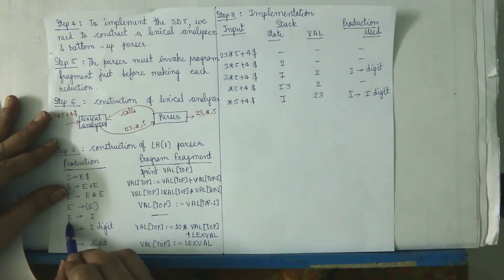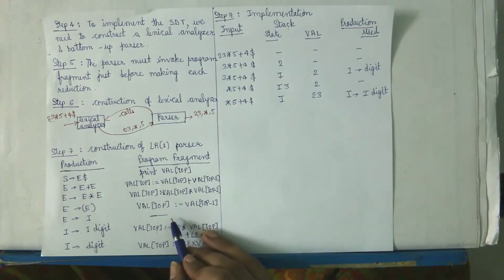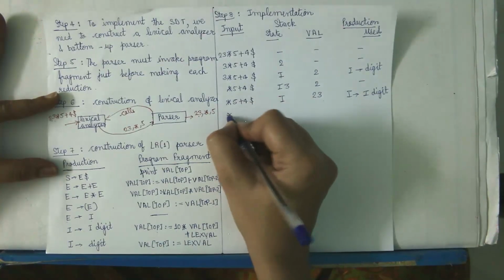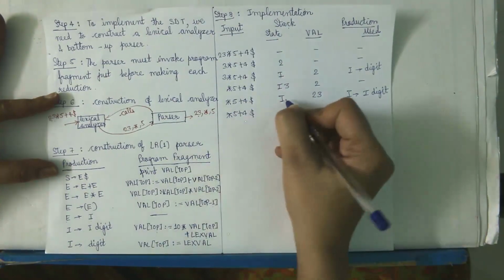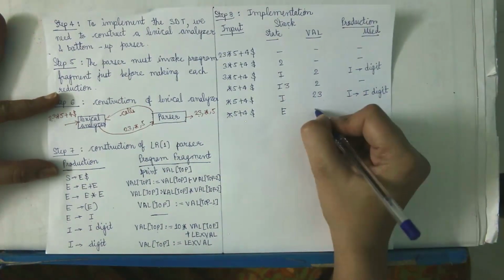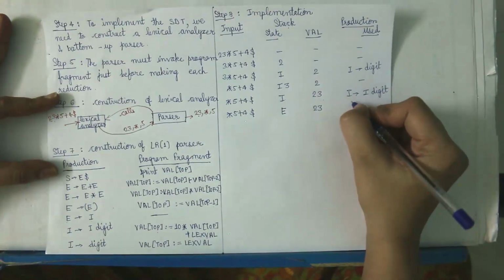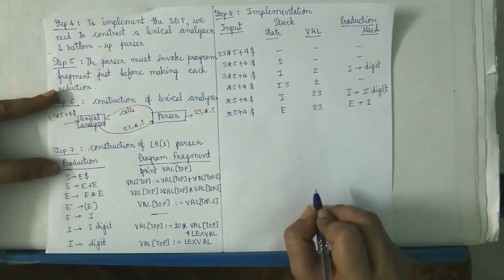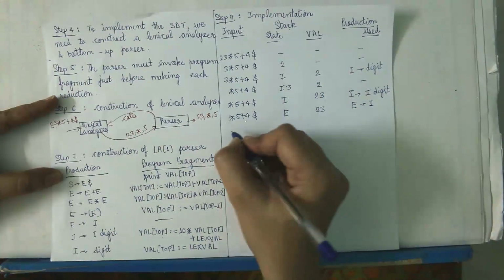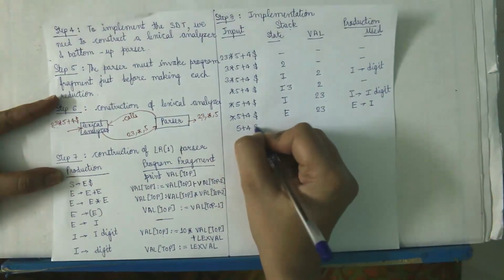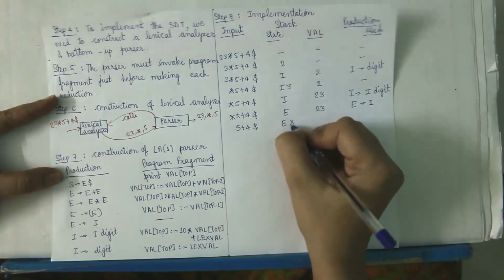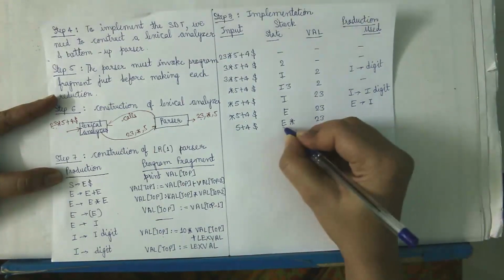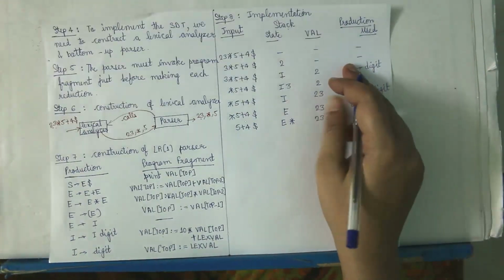Now I should be E. We don't need any program fragment to implement because we are not changing any value here. So star 5 plus $4. E simply becomes I, no change in the value, so the value is 23. And this is E tends to I. Next step is to push this star into the stack. So we have got this, E star is the stack now. And in value, we will have just 23. For star, no value is associated.